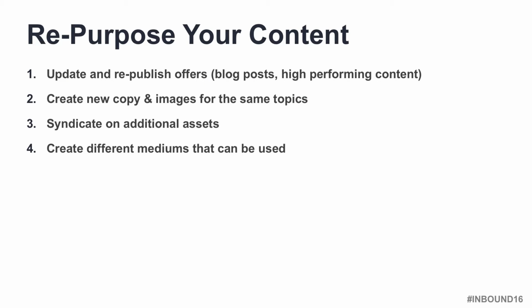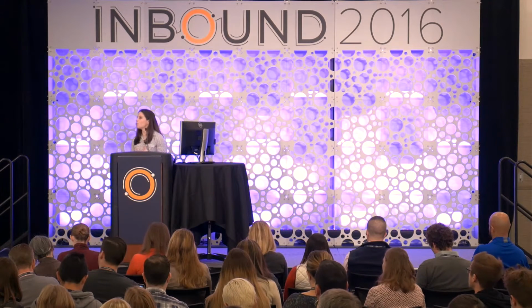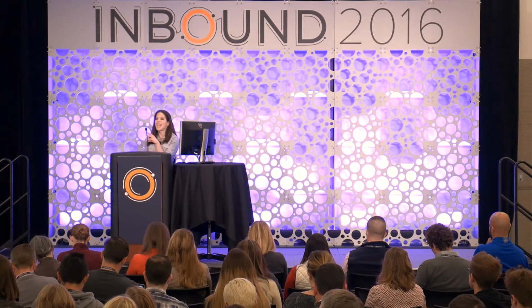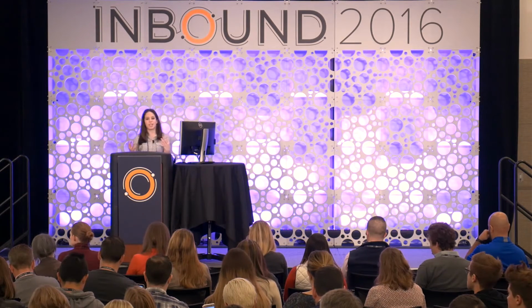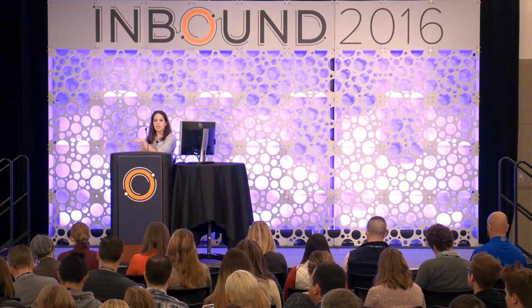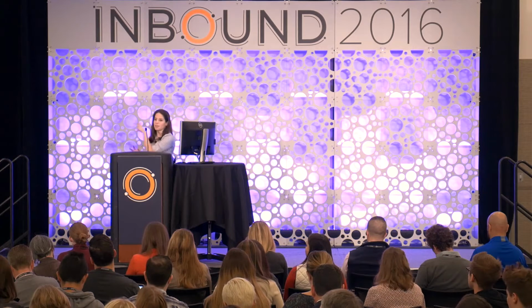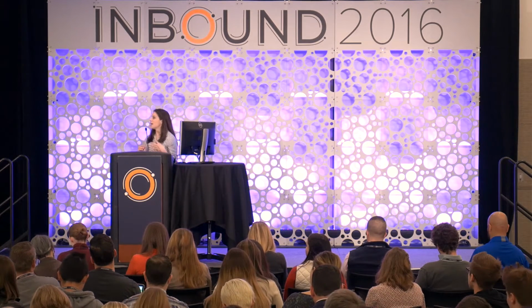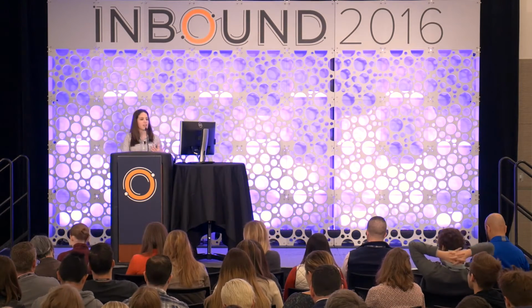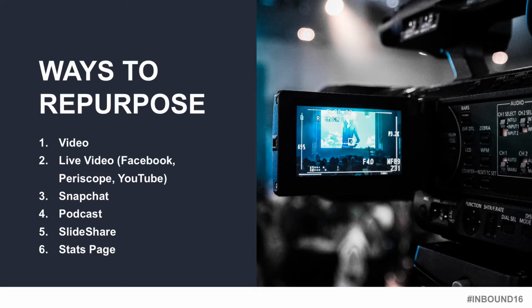Other things that we can do are create new copy and images for the same content. If you already have an offer and it's performing well, go ahead and do it again. We will relaunch stuff periodically, and we'll create new images and test different images against each other. Another really good way to test images, if you have the budget, is to do this with paid. But sometimes we'll just create new images and see how they perform compared to previous iterations of that same product launch. And that's a really refreshing way for people to actually get that content. Another good way is to syndicate on additional assets. If you have other blogs that you can contribute to, syndication is a powerful tool as well. And creating different mediums, so if you are able to move into an audio medium or a video medium, we'll talk a little bit about that in a moment, is another good way to repurpose your content.